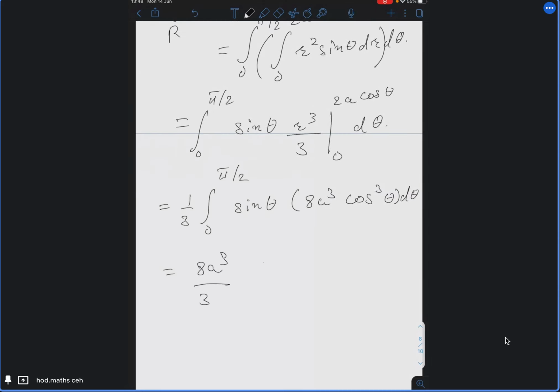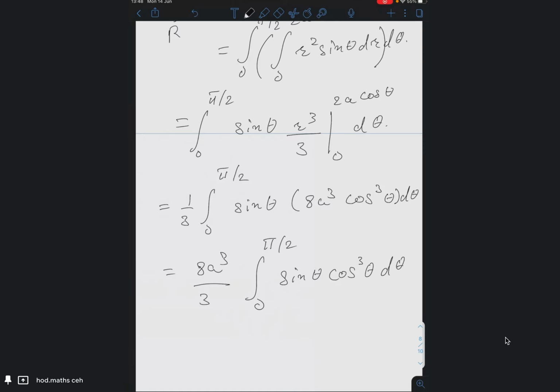Are you solving or just copying what I'm writing? Done? Yes, ma'am. What is the answer then? 2a cube by 3. 2a cube by 3. What about others? Any other candidate who has solved this one?